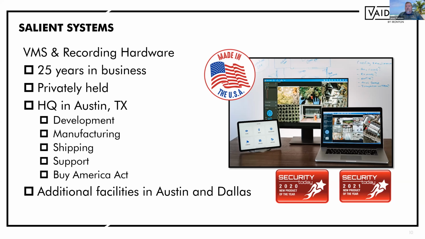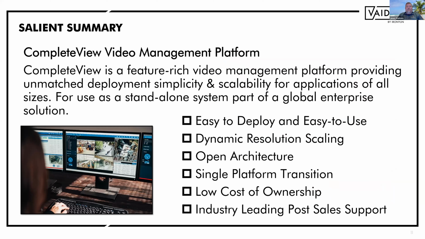Salient is an open architecture system and partners with multiple companies, including OneonOne. We've been in business for 25 years. We are one of the few privately held BMS manufacturers left in the U.S. We're headquartered in Austin, Texas. Everything is there, from development to tech support. And we do have additional facilities in other locations just in case Texas gets hit with another ice storm like they did last year.